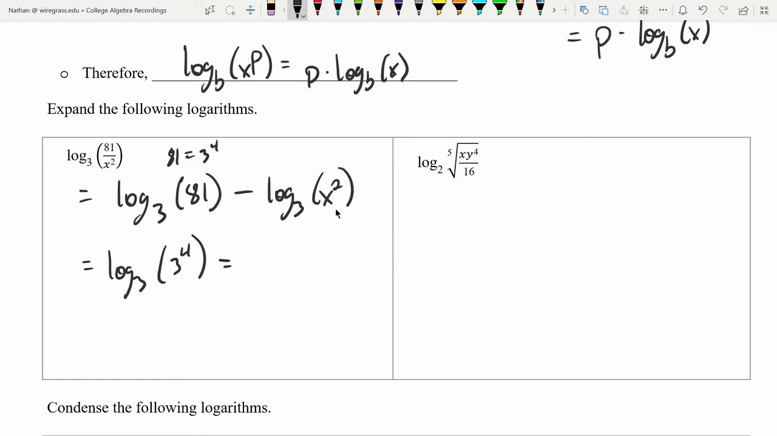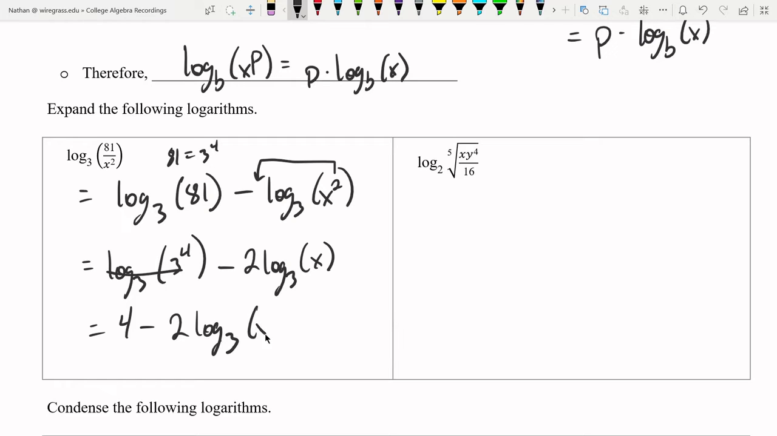Okay, here I have an exponent on the inside of a logarithm. I can just use this product I just found and move this exponent out in front. This one seems to be fully expanded. I can't do anything there. But this one, right, log base 3 and 3 cancel, giving me 4 minus 2 log base 3 of x. And that is fully expanded.